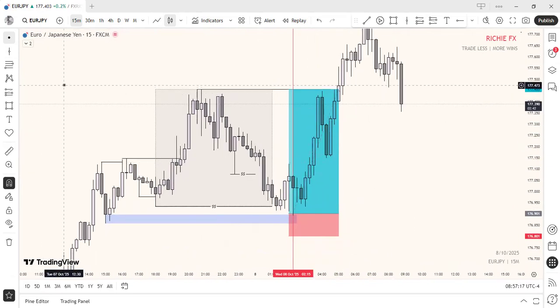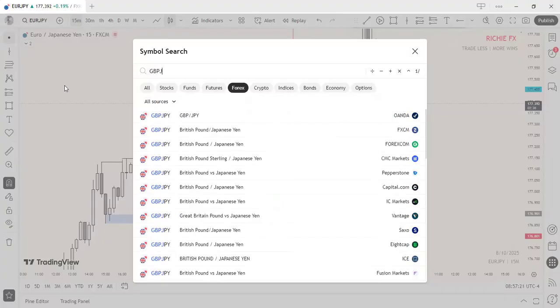Then from there, let's look at GBPJPY. GBPJPY trade that I took this morning.